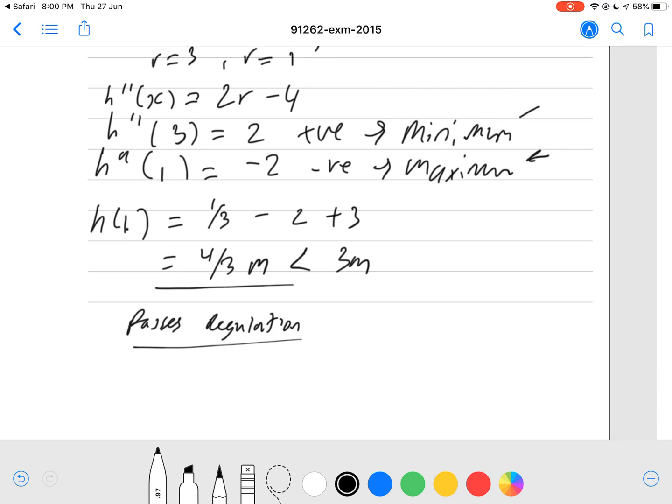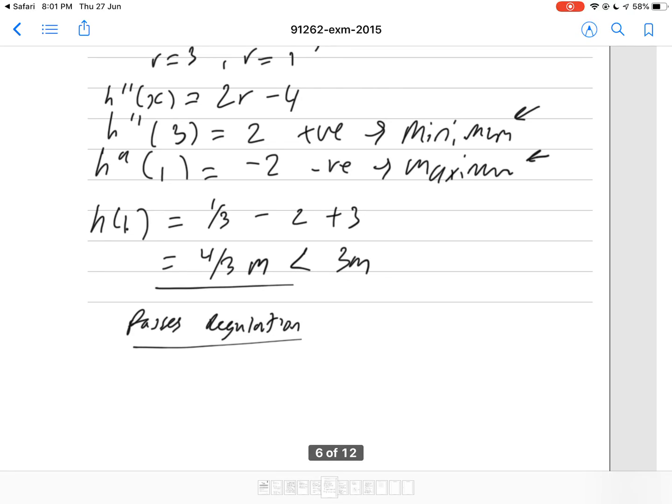We're not going to check our minimum because we know our minimum must be at a lower point than the maximum. So if our maximum is already lower than 3 meters, we know that our minimum will definitely also be lower than 3 meters, because the minimum cannot be higher than the maximum. So we're just going to say that it's within the restrictions.